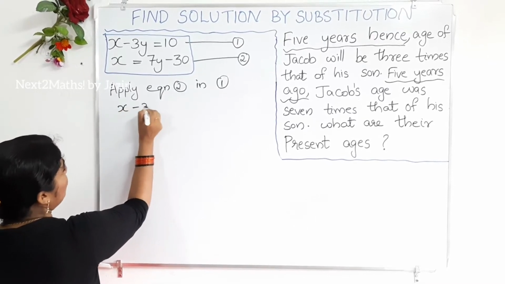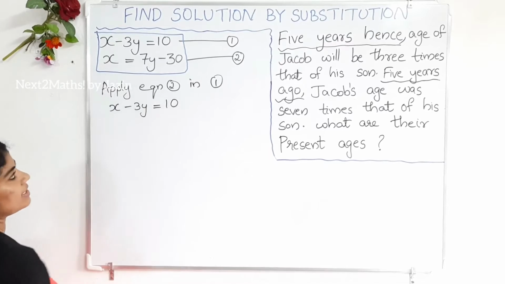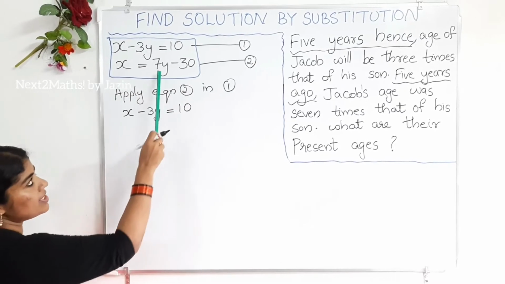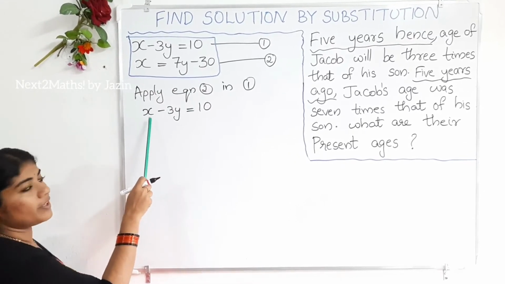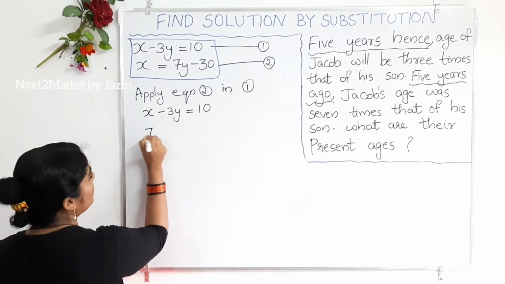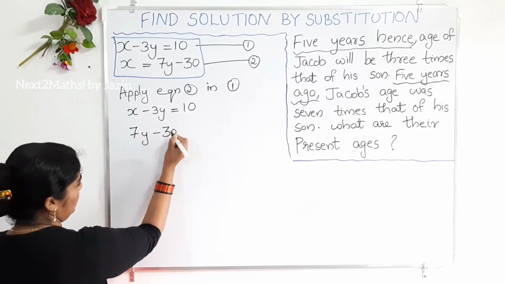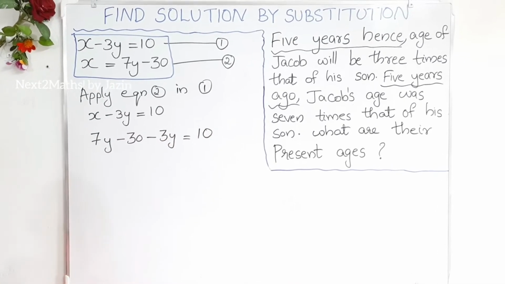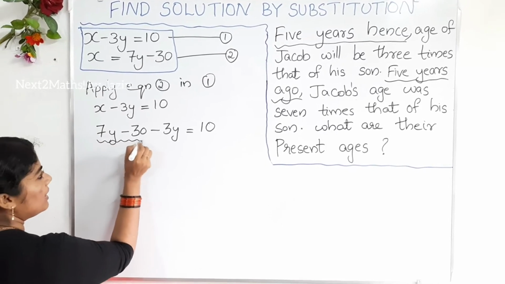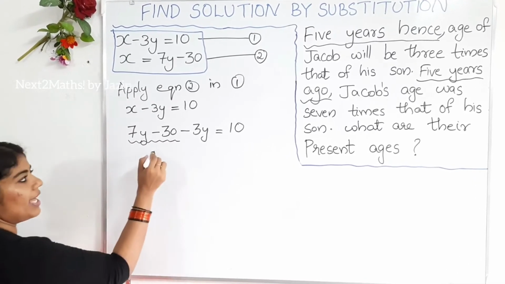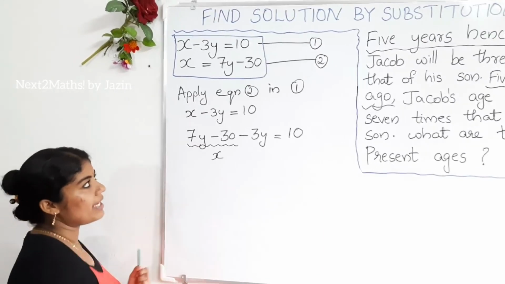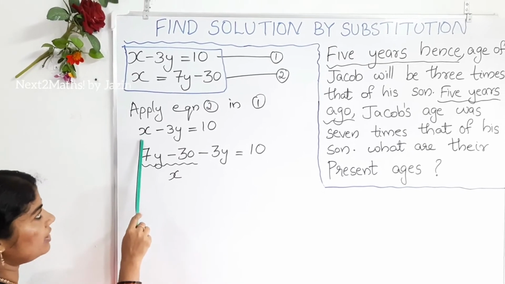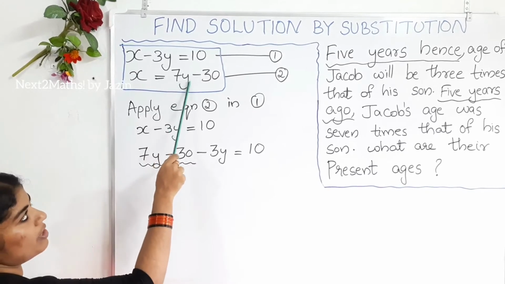X minus 3y equal to 10. That is equation 1. And in the place of x, we are going to write 7y minus 30. So write here 7y minus 30 minus 3y equal to 10. So what we did, this portion 7y minus 30, this portion is our x. So in x minus 3y equal to 10, in the place of x, what we wrote is what we got before, 7y minus 30.